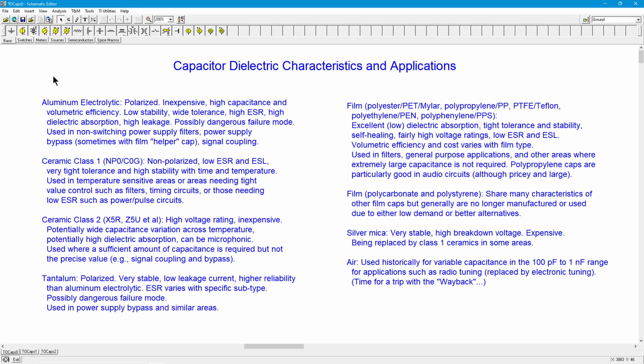Nonetheless, on the downside, not the most stable. Kind of wide tolerance, high ESR, all right? As I mentioned, high dielectric absorption. That's not so good. High leakage. Possibly dangerous failure mode. I already mentioned this. You put them in backwards, they can blow up.